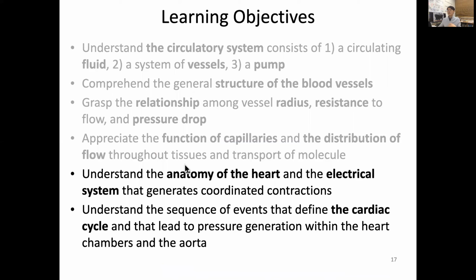So with that, we'll stop here. Next time, we will get into the anatomy of the heart and the electrical system that coordinates the heart contraction and the cardiac cycle. Thank you very much for your attention.